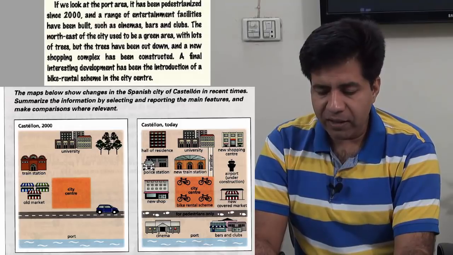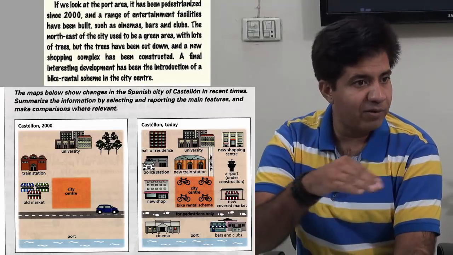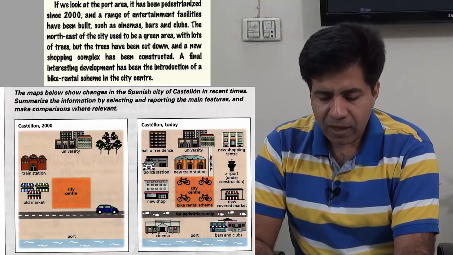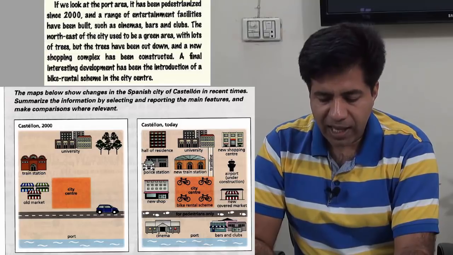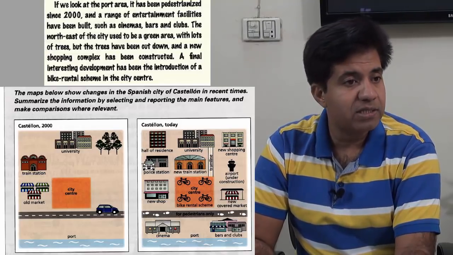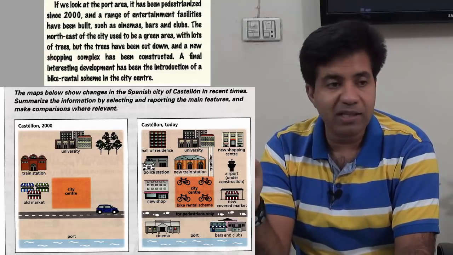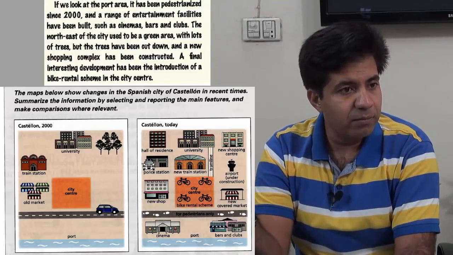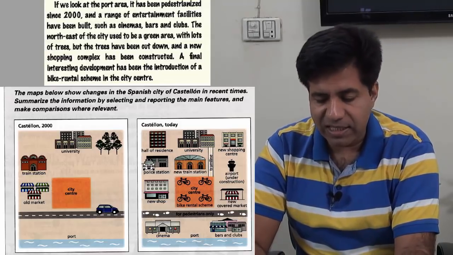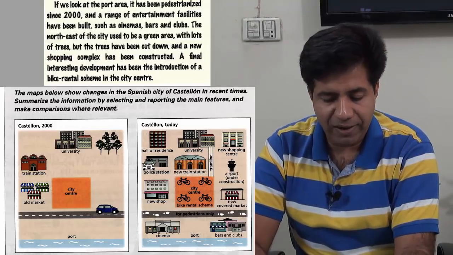If we look at the port area, now see, the port area was empty first. If we look at the port area, it has been pedestrianized since 2000, and a range of entertainment facilities have been built. Entertainment facilities, what are these facilities? Like the bars and other stuff like that, exactly, such as cinemas, bars and clubs.